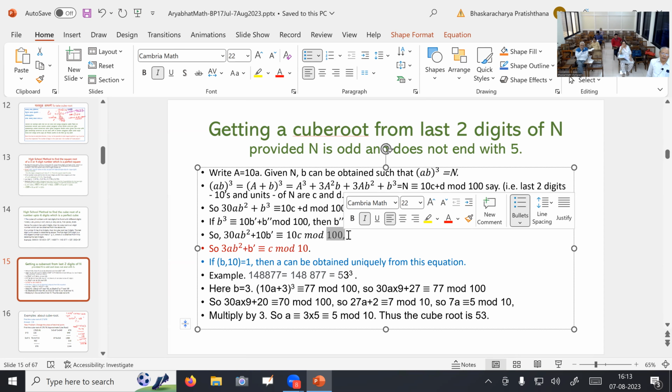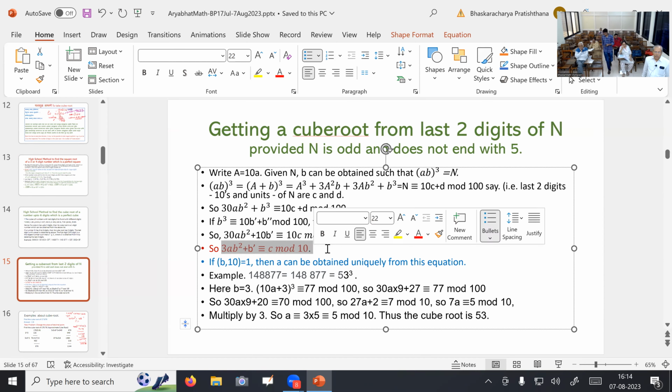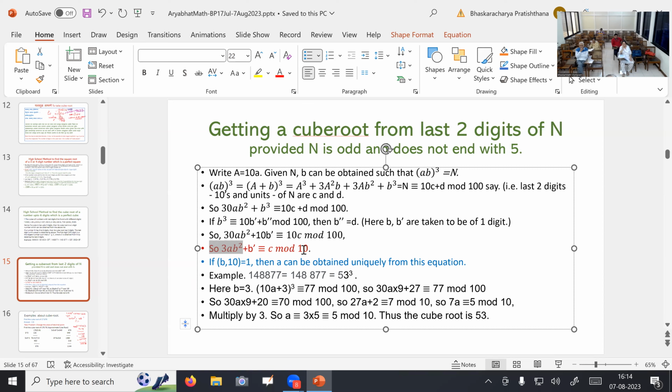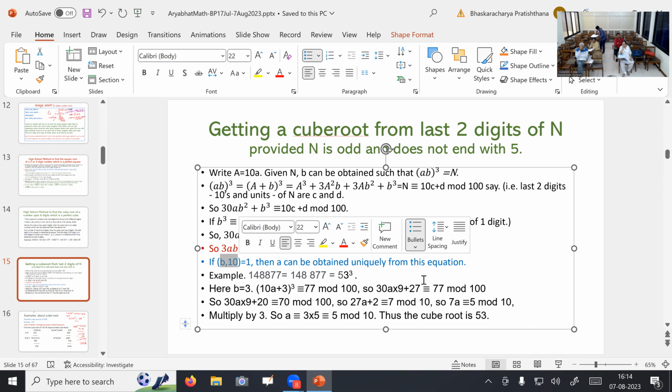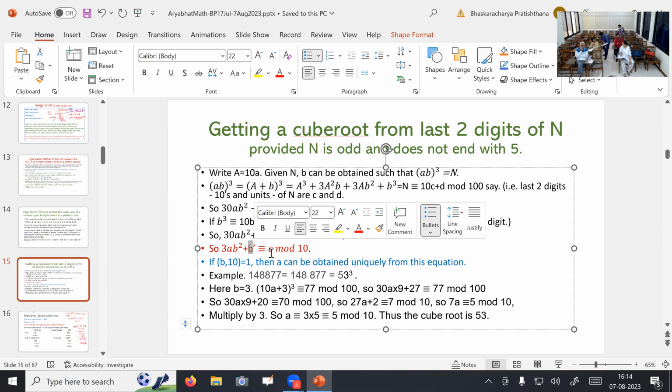Again, you can divide by 10 and you get a congruence: 3AB square plus B dash is congruent to C mod 10. Now, here we know B dash and we want to find out B, that is our aim. So if we find B dash, that will be good. So you divide by 10, you get this equation 3AB square plus B dash is congruent to C mod 10. Now, if B is the last digit and B10 is equal to 1, in that case A can be obtained uniquely from this equation. So B dash you can take to the other side, and then you can solve the congruence equation and A can be obtained. So this is the method.